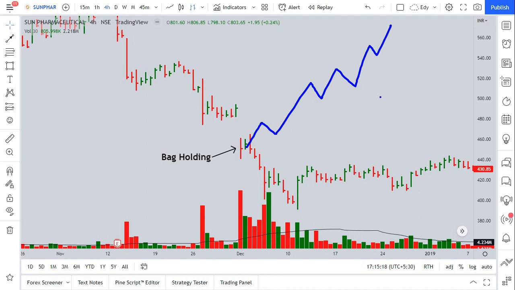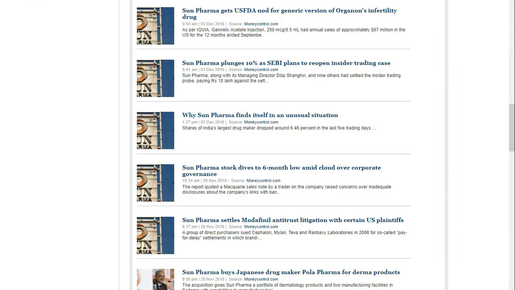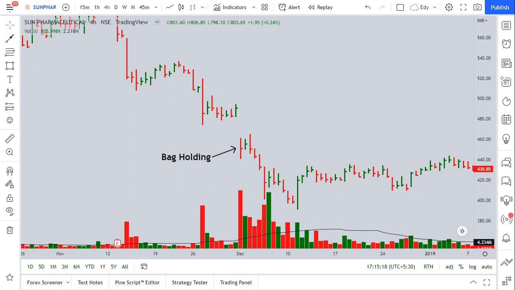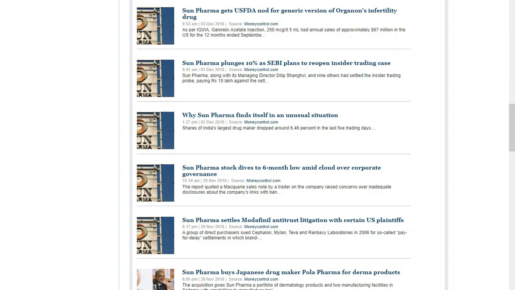But I already told you one more scenario where it occurs, that the market might go down right here. But what happens at this particular phase? And why do you think bag holding even occurs in the markets? This particular stock is Sun Pharma, right? Let's understand why bag holding occurred here. As you can see, there was news in Sun Pharma, so that's the reason bag holding occurred.